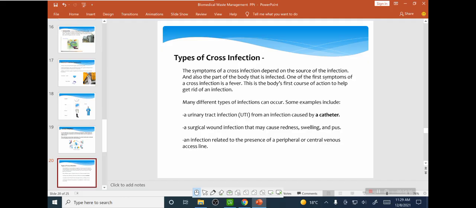After that, we have surgical wound infection. Surgical wound infection may cause redness, swelling and pus, and sometimes the patient may have a high fever. Then there is infection related to the presence of a peripheral or central venous access line. These lines are mainly used in chronic patients or ICU patients. So with these lines the patients are more prone to cross infection.